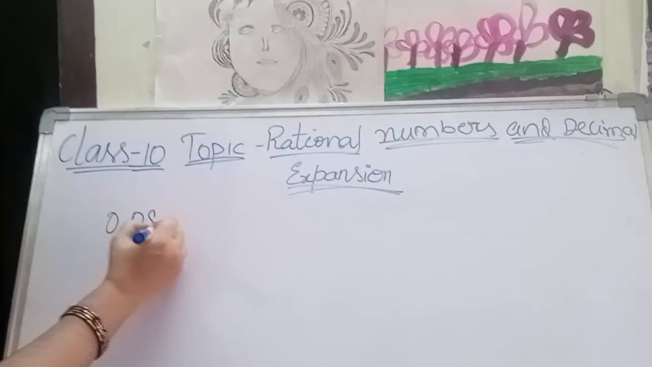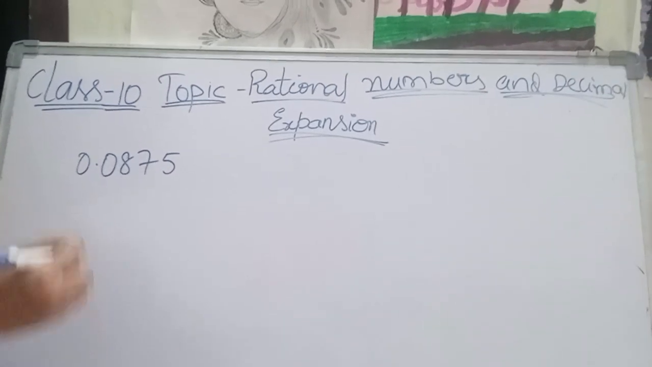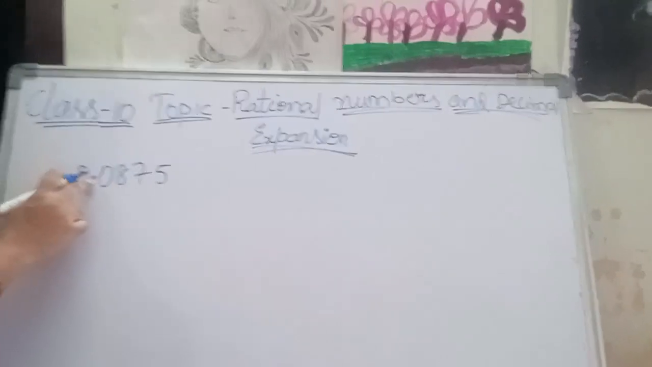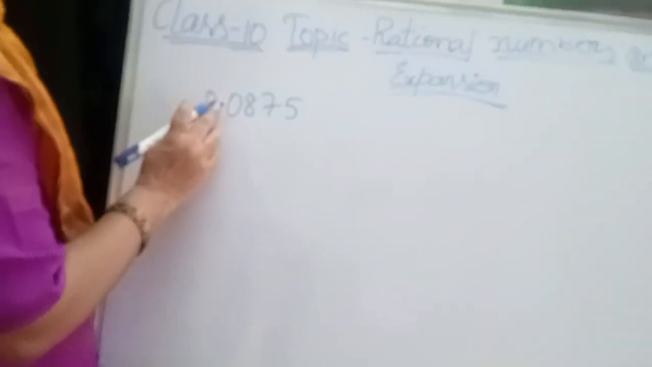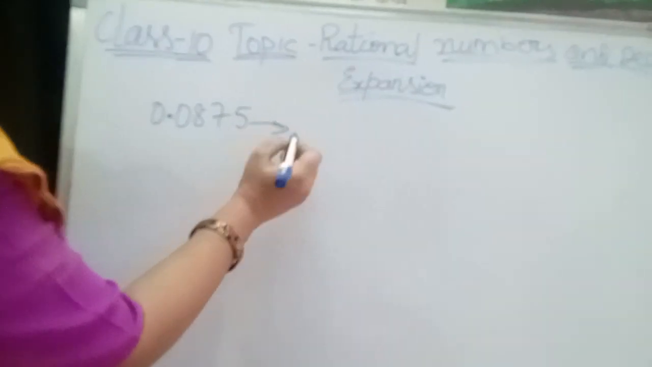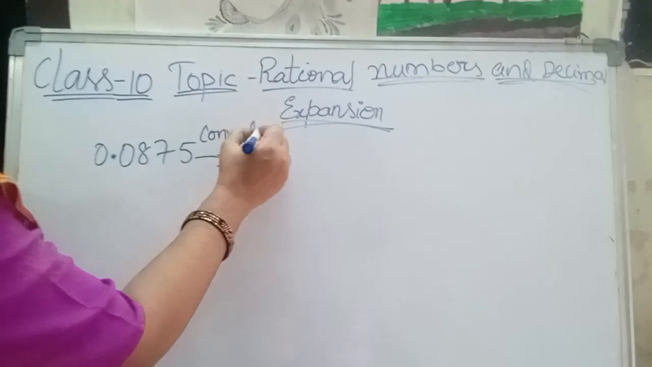Now let us see some decimal numbers. For example, I took 0.0875. What are called decimal numbers? Whenever you write a few numbers with a specific dot, on the left side you write, on the right side you write, okay, this is the decimal number, right? Let us convert this into p by q form.